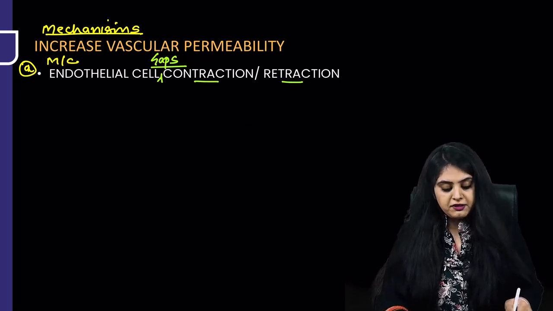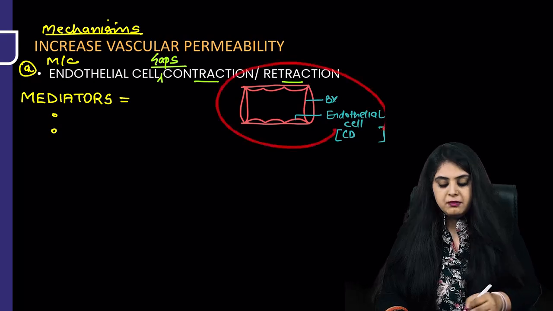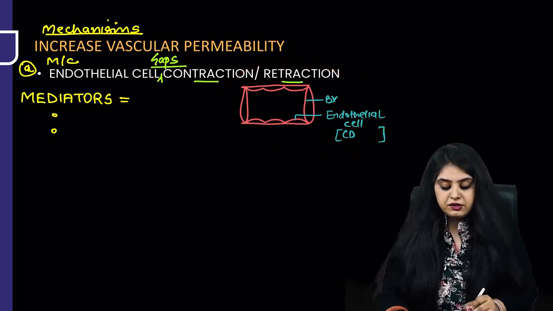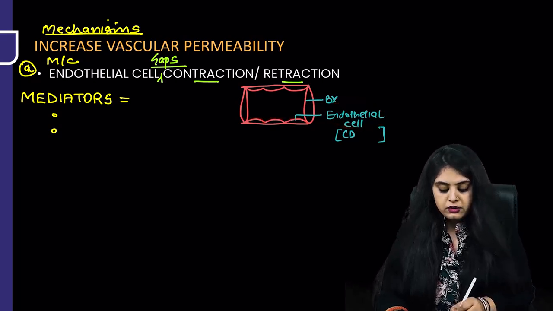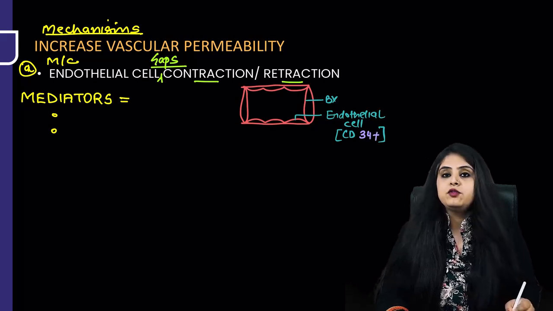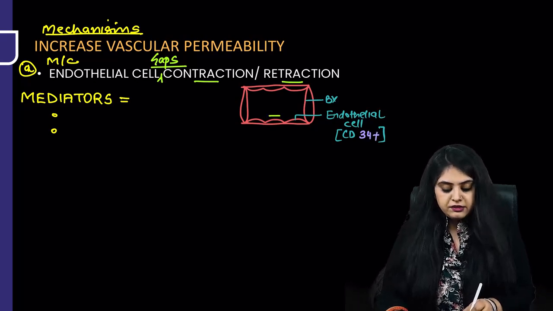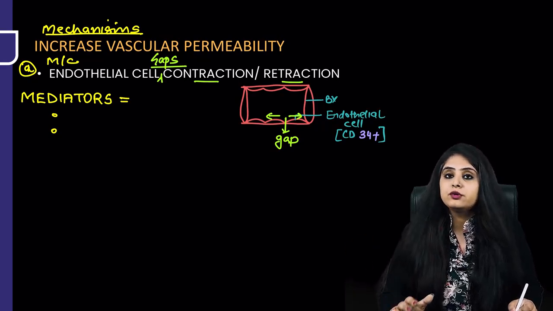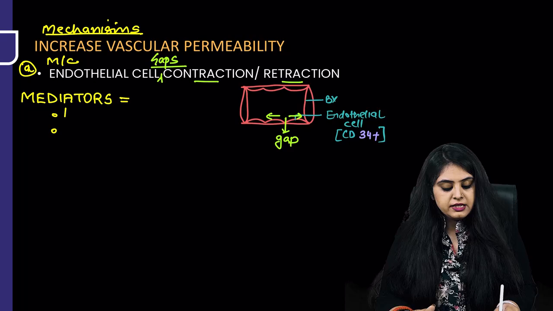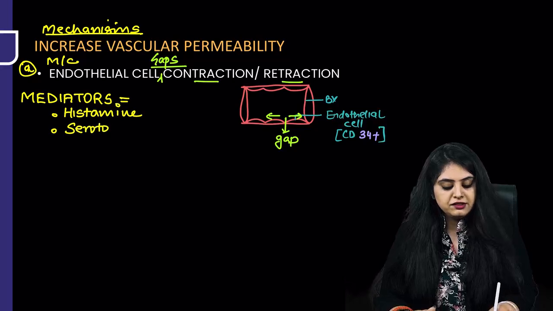So for example, if I label it like this, I have made a blood vessel for you. I think everyone knows the lining of a blood vessel is endothelial cell. And just a quick note, all endothelial cells are CD34 positive. I am saying the endothelial cells are going to contract. So what will form over here? A gap will form over here, and if a gap is forming, then everything is going to flow out. Which are the two mediators that are going to help in this? It's always the cousin brothers which come to the rescue. That is going to be histamine and serotonin.